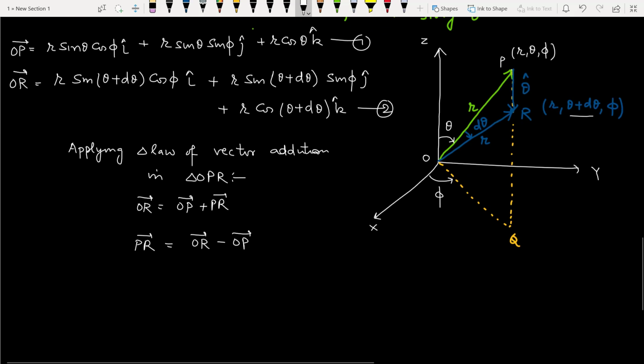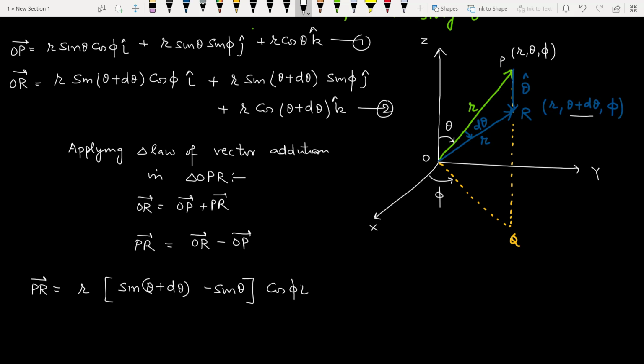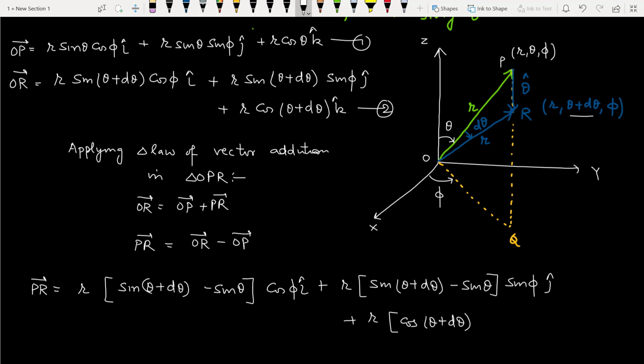And if we substitute the values from equation number 1 and 2, so r into sin theta plus d theta minus sin theta cos phi i cap, r into sin theta plus d theta minus sin theta sin phi j cap, r into cos theta plus d theta minus cos theta k cap.